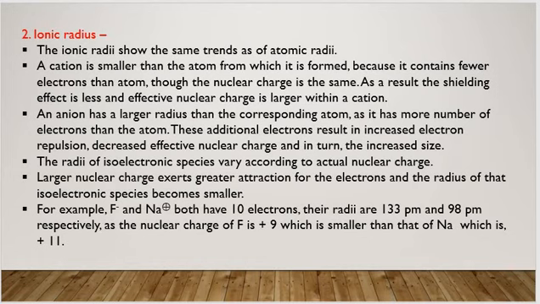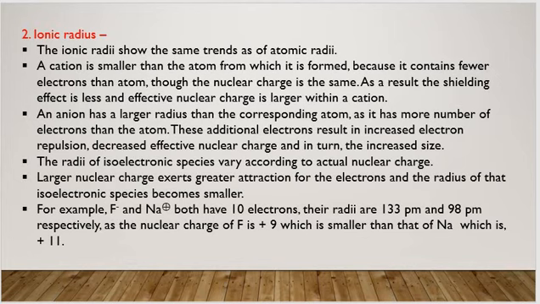Some atoms and ions contain the same number of electrons, which we call isoelectronic species. The actual nuclear charge of isoelectronic species may be different. The radii of isoelectronic species vary accordingly, depending upon the nuclear charge. The larger the nuclear charge, the greater the attraction for the electrons, and the radius of that isoelectronic species becomes smaller.